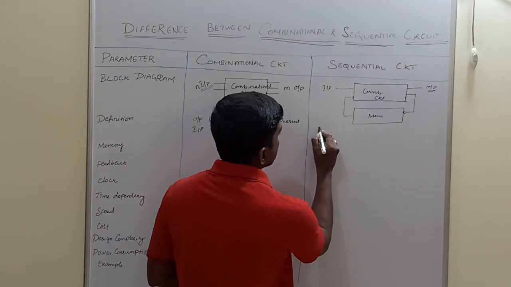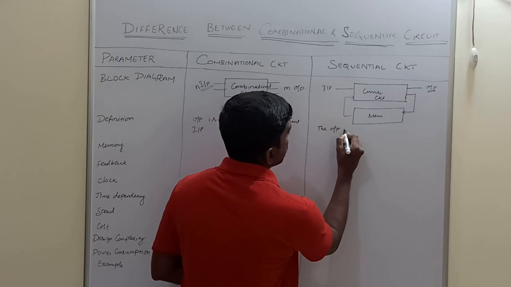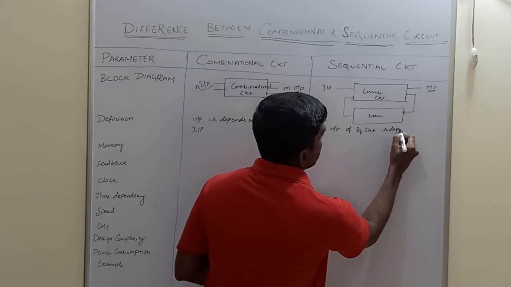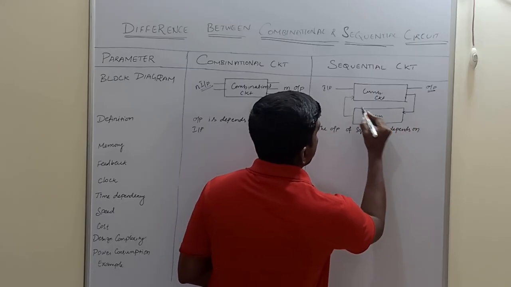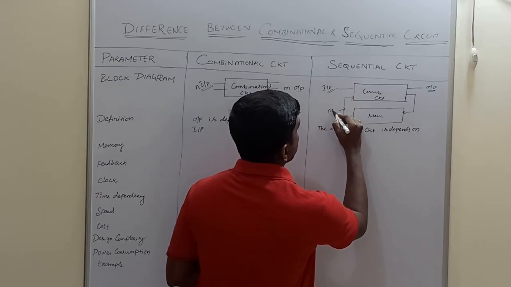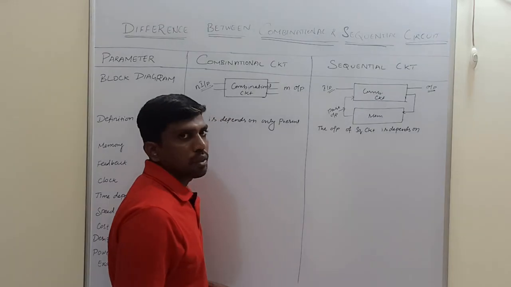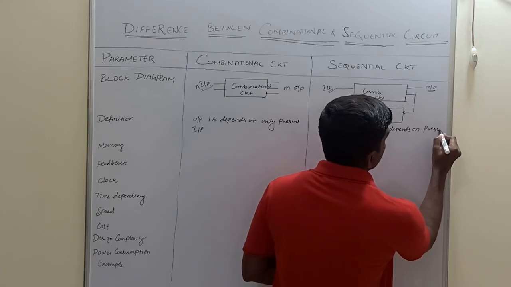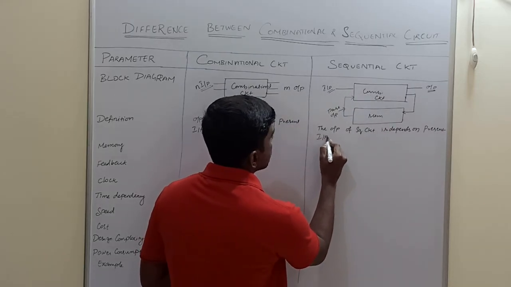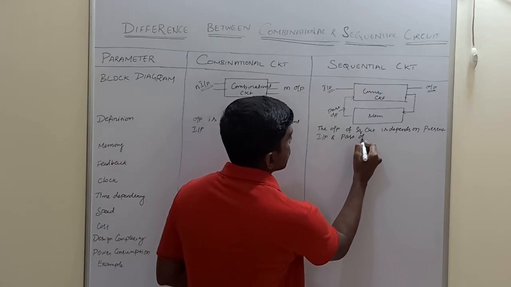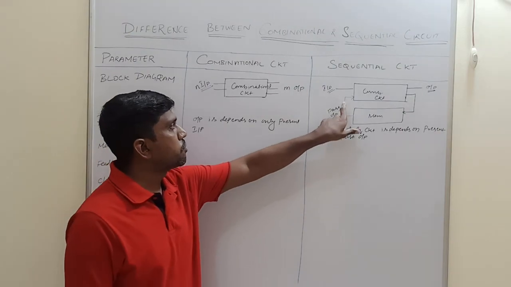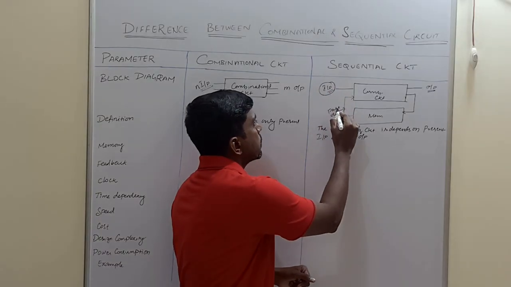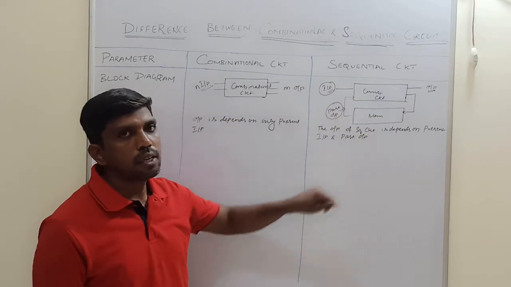Then come to the sequential circuit. The output of a sequential circuit depends on the present input and past output. So the output of the sequential circuit depends on present input and past output. This definition I get from the block diagram. This past output comes from the memory.